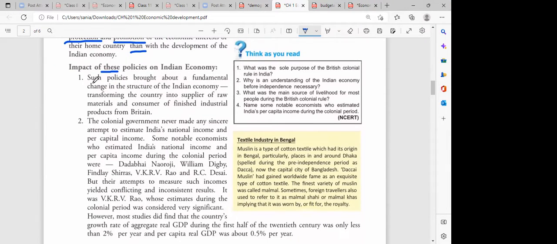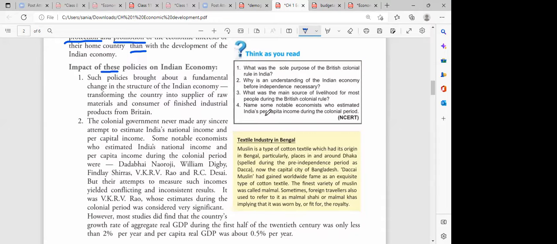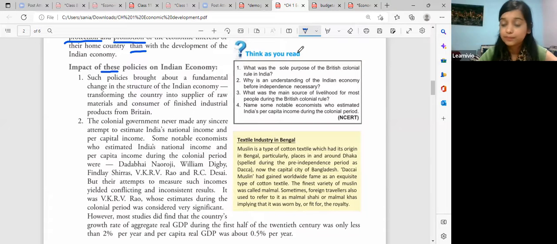So what happened? Such policies brought about a fundamental change in the structure of the Indian economy, transforming the country into a supplier of raw material and consumer of finished industrial product from Britain. Now just remember two things. One is a consumer and one is a producer, right? So basically import and export. Import is basically in, taking, and export is exit, like EX means going. Okay. So what Britishers did.